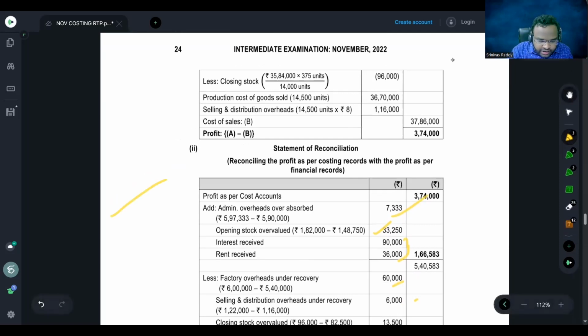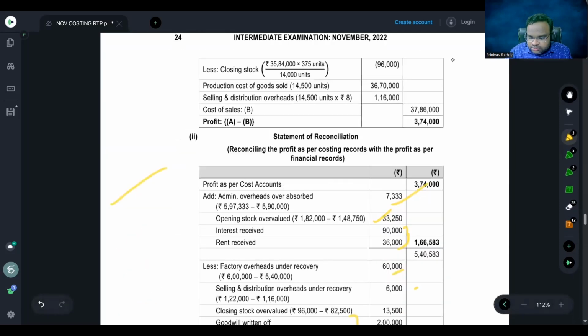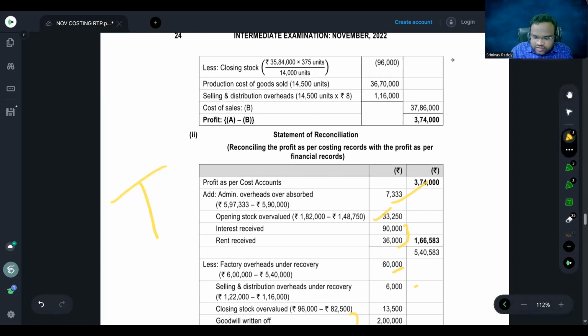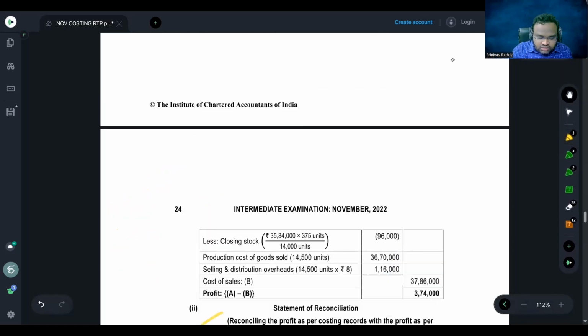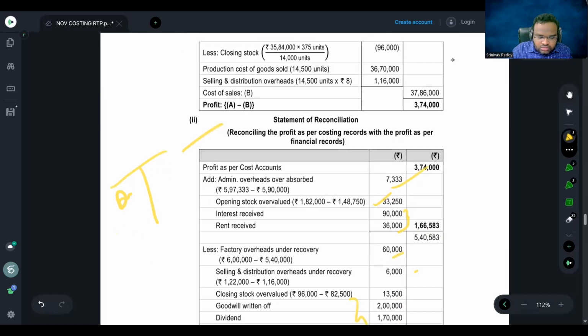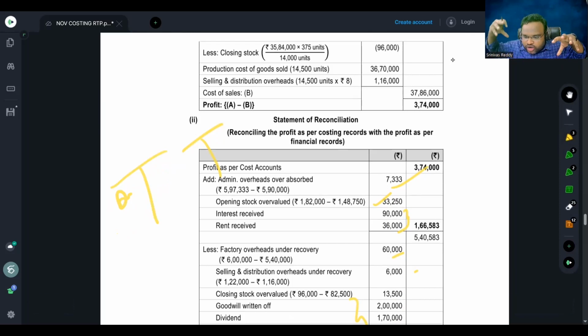What happened in both the accounts? For example, what is debited here? You can understand, if more amount is debited on the financial accounts or more amount is debited on the cost accounts. Ultimately, the base is important. I have started my reconciliation taking cost accounts as the base.